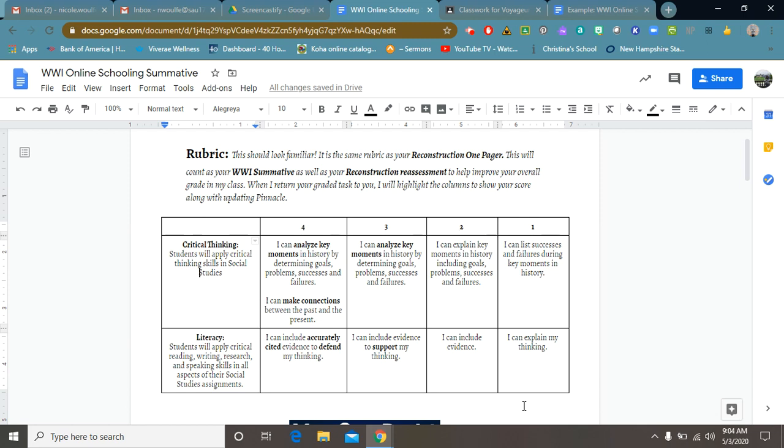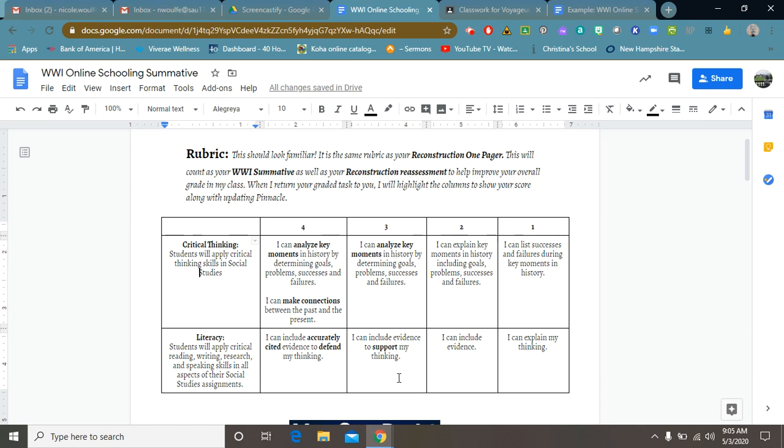This is great. This is going to help those of you who had a 1 or a 2 in critical thinking or literacy. Remember, to meet that standard for critical thinking, you're going to analyze key moments in history by determining goals, problems, successes, and failures. I actually removed the goals portion, but if you want to, you can add it in. I'll explain that in a minute. To stretch to 4, you can make connections between the past and the present. Okay, so I'll show you that on the summative in a second.